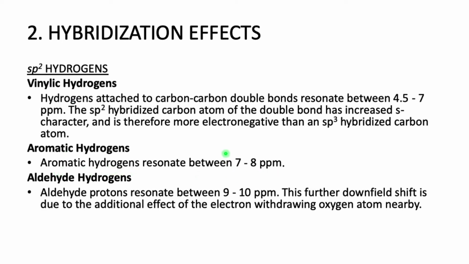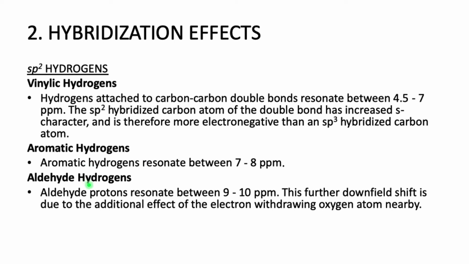Compared to vinylic hydrogens, the aromatic hydrogens usually resonate between 7 to 8 ppm. Usually, as we think, the vinylic hydrogens are also present in the aromatic rings, but they do not resonate between 4.5 to 7 ppm. Rather, they appear at a bit higher delta values, and this is because of something we call magnetic anisotropy, which we'll take up in the next video.